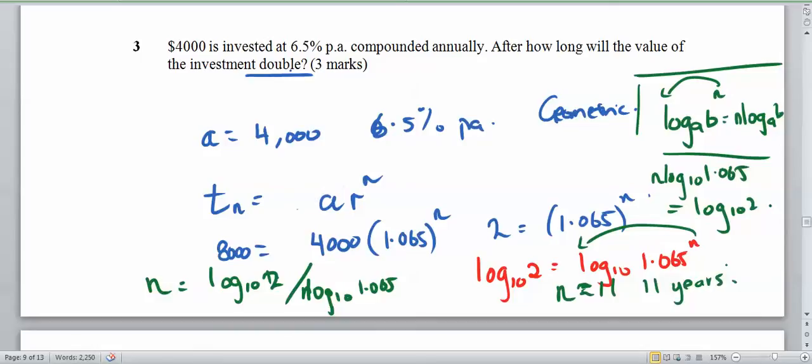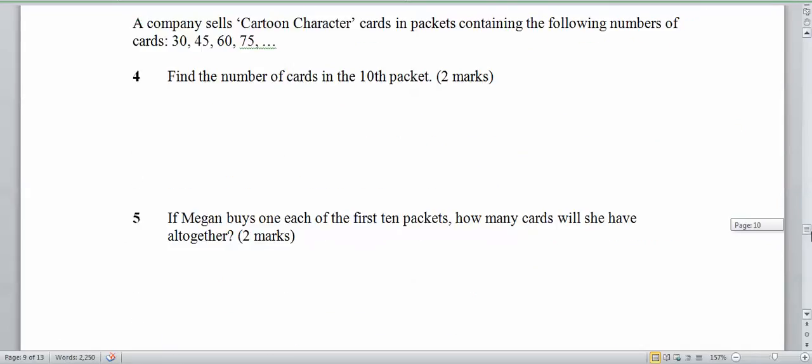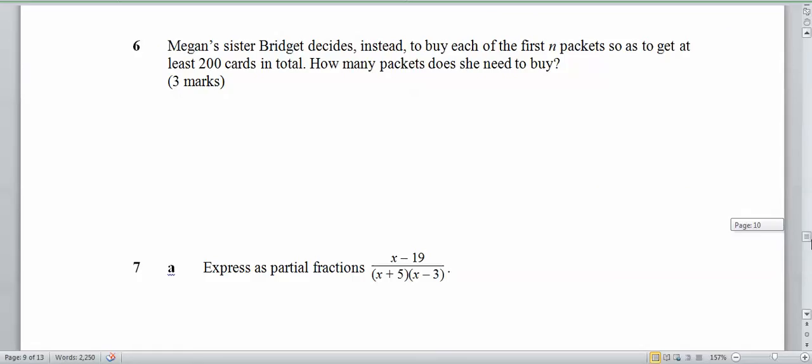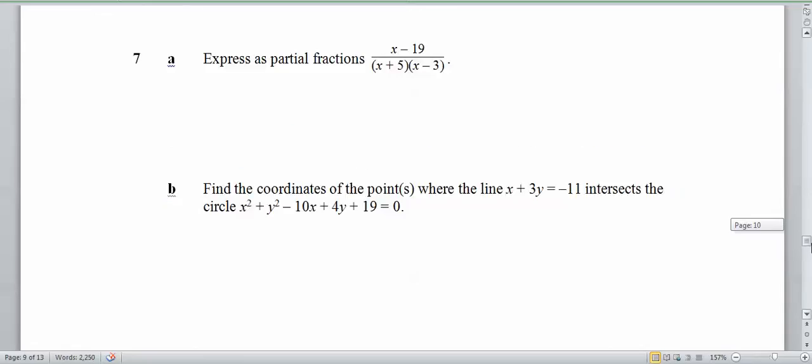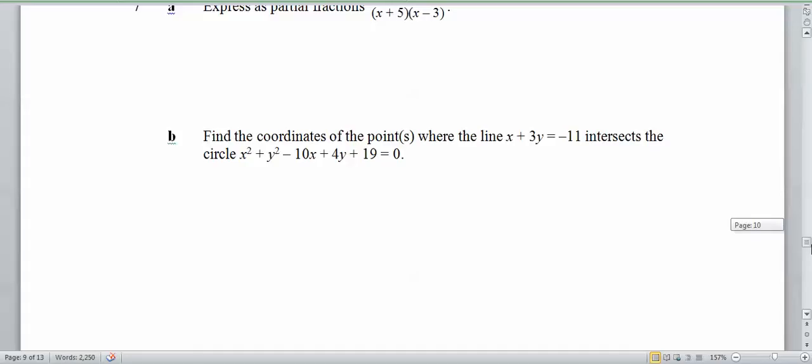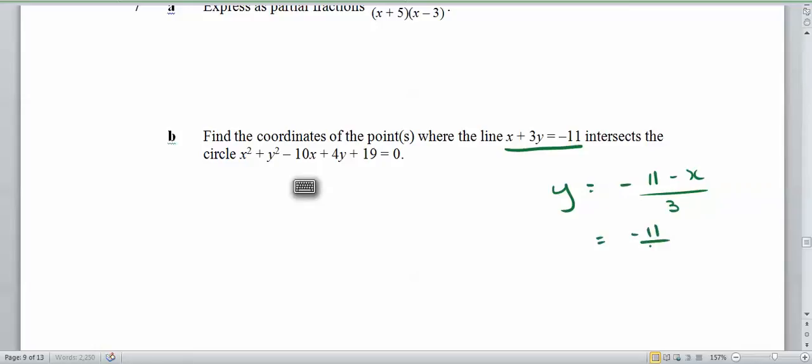All right, let's go ahead and find another question to go over. You can do those ones. Let's do this one. Find the coordinates of the points where x plus 3y equals minus 11 intersects the circle. Well, what's this going to look like? Let's just sort of rearrange this one for the time being. We've got y is going to be equal to minus 11 minus x divided by 3, which is equal to minus 11 over 3 minus x over 3.